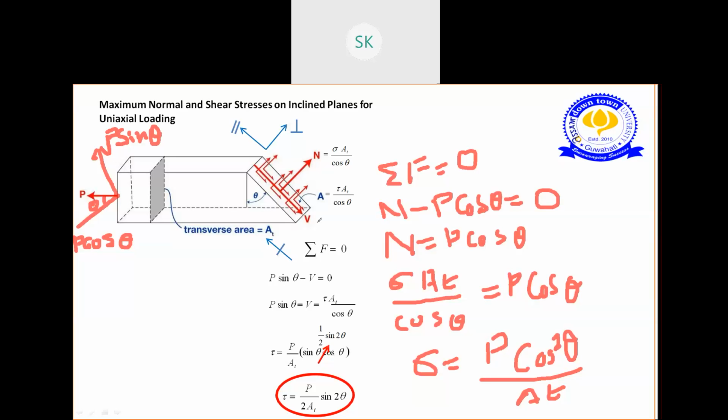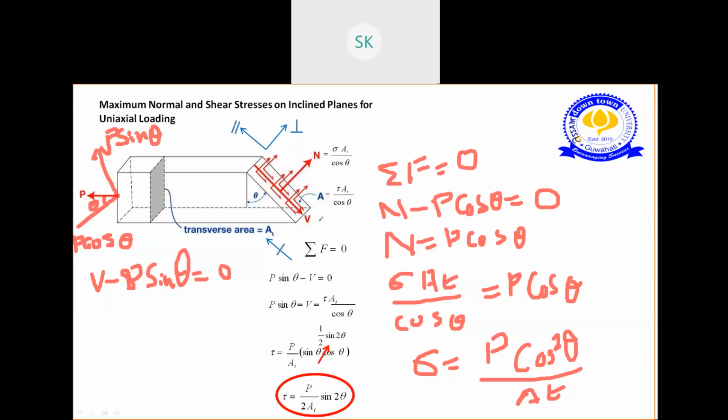You can take this direction also as positive. Suppose I take this direction as positive. So it will be V minus P sin theta equals 0. You can take it in this way also. Up to you. I have taken this direction as positive, so I wrote P sin theta minus V equals 0. Again P sin theta equals V.